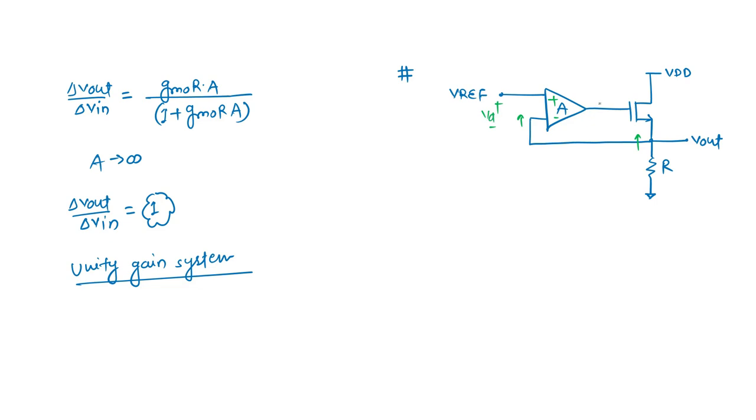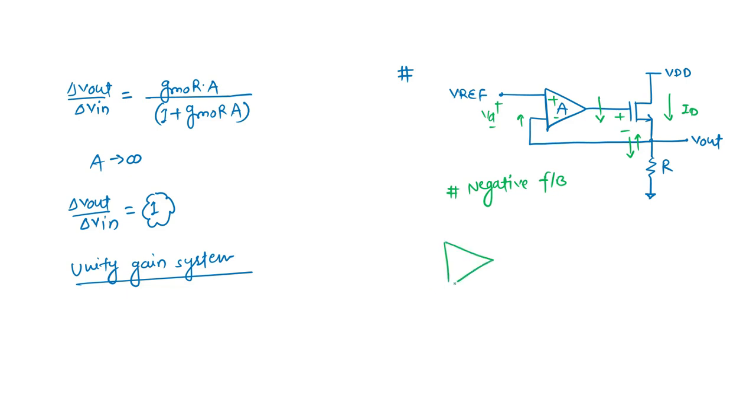If VD is reducing, it means this node is reducing. And if this node is reducing, ultimately I can say this VGS is reducing. Hence the current is reducing. Current is reducing means this node is again reducing. So hence it is a negative feedback. Now we want to calculate the gain for it.